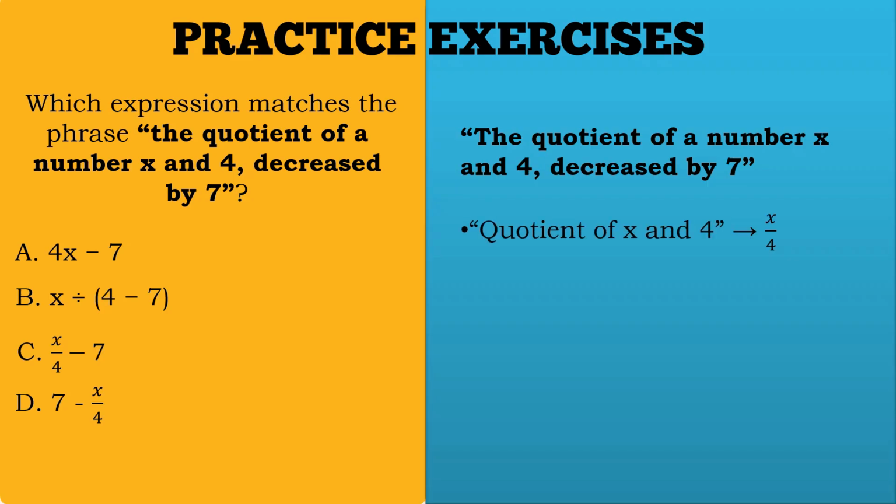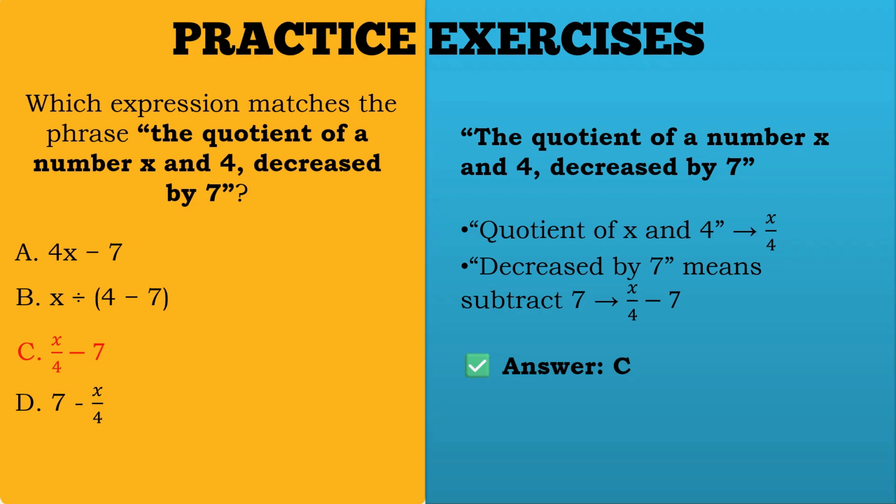So, quotient of x and 4 means x divided by 4. Decrease by 7 means subtract 7. So we have x divided by 4 minus 7. Therefore, the answer is letter C.